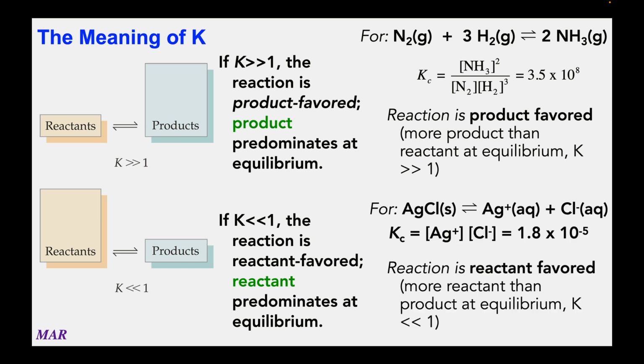You can have Ks less than 1 too. This is the K for silver chloride breaking up into silver plus and chloride ions. The equilibrium constant K, with products divided by reactants, would be silver plus times chloride divided by 1, because we don't include solids and liquids in the equilibrium. Well, this K is 1.8 times 10 to the minus 5. That's very, very small, so this reaction is reactant favored. For the silver chloride, we should see more of the white silver chloride solid than the dissolved ions, if you will. But again, the important part: K less than 1, reactant favored; K greater than 1, product favored.